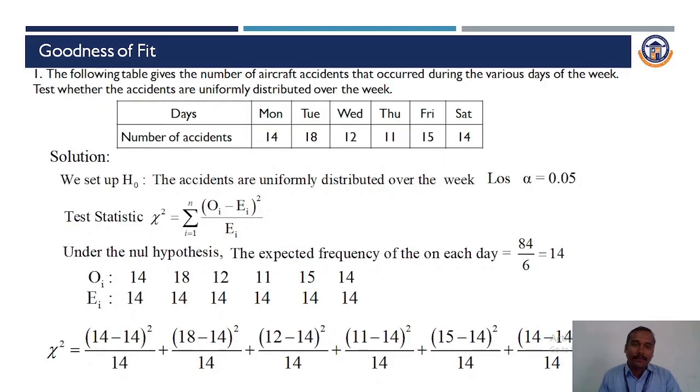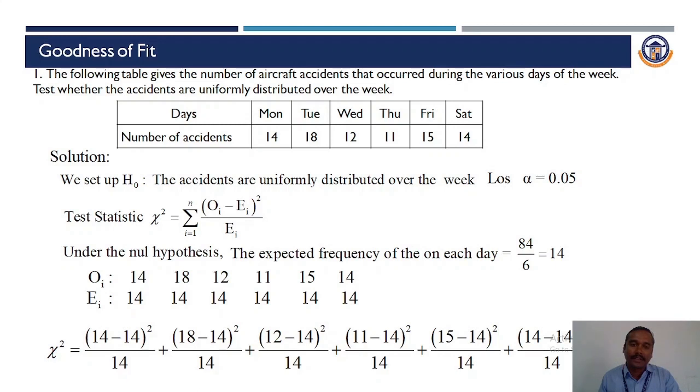Okay. This is a problem based on goodness of fit. Now go through the statement. The following table gives the number of aircraft accidents that occurred during the various days of the week. Now test whether the accidents are uniformly distributed over the week. That is, the number of accidents in a week from Monday to Saturday at a particular place is given. Now the question is, we have to check whether the accidents are equally distributed for all the days or not.